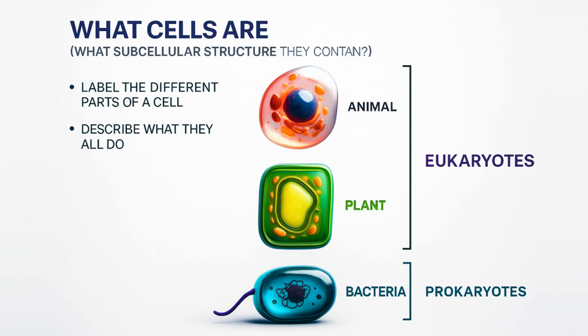In today's video, we are exploring the topic of cells, which are the basic structural and functional units of all living organisms. We will cover what cells are and which internal parts or subcellular structures they contain. More specifically, we will look at both the similarities and the differences between animal and plant cells, which are both examples of complex cells known as eukaryotic cells, and then move on to bacterial cells, which are simpler in structure and classified as prokaryotic cells.